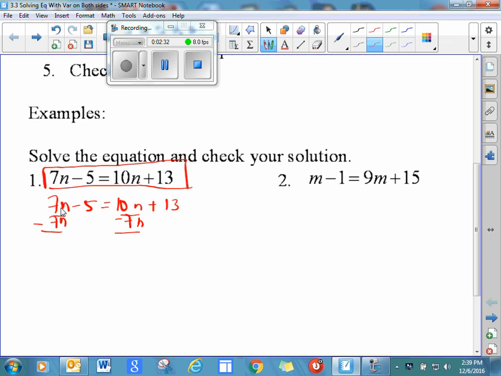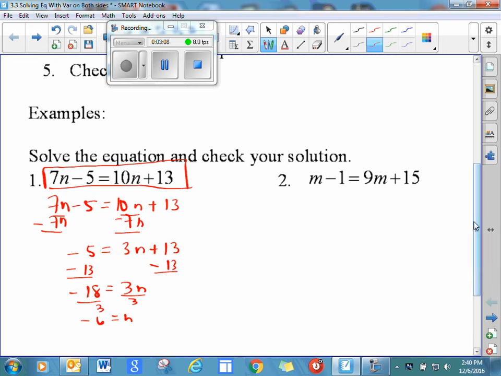So I've got 7 positive n's. I'm going to take 7 of them away, and I have to do it to both sides. What's left on this side is minus 5. What's left over here is 3 n's plus the 13 from the original problem. Now this looks like a 2-step equation from 3.2. So you subtract 13 from both sides, get minus 18 is equal to 3n, divide both sides by 3, and you get n is equal to negative 6.